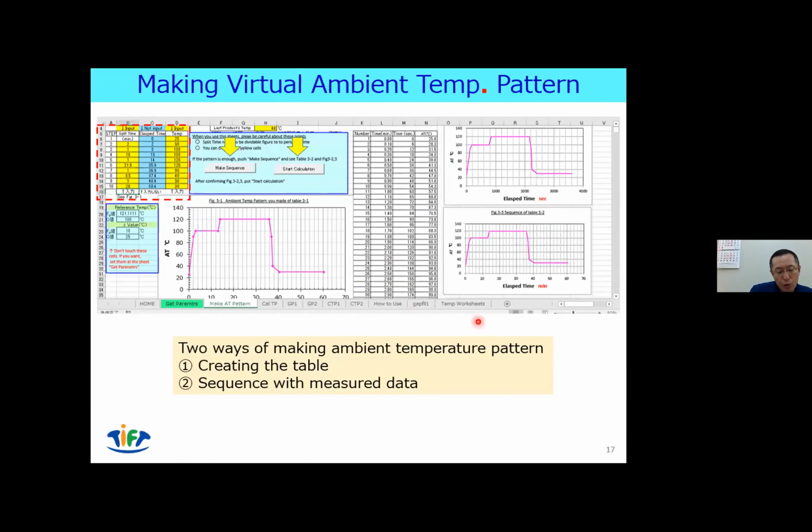This screenshot shows how to make a virtual ambient temperature pattern using the table. And this figure is the virtual ambient temperature pattern I made. After you click these two buttons, the calculation of core temperature based on this virtual data begins. In addition, ambient temperature data you get from another test can be used.